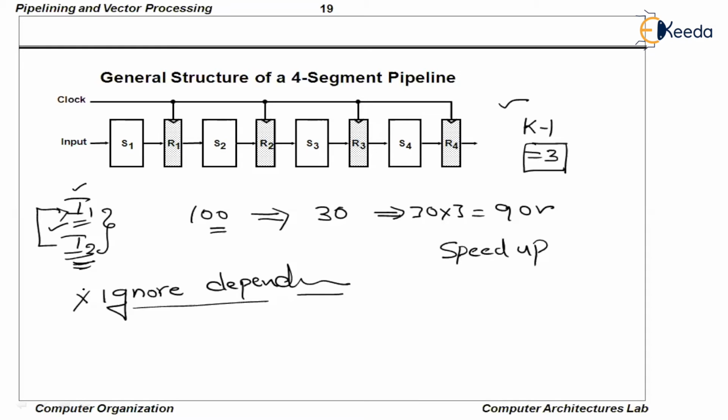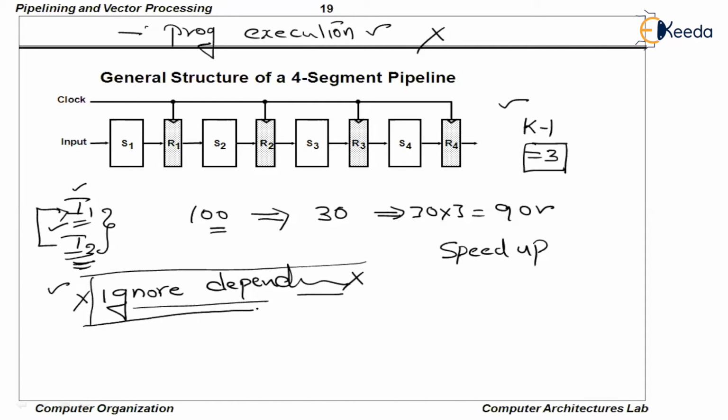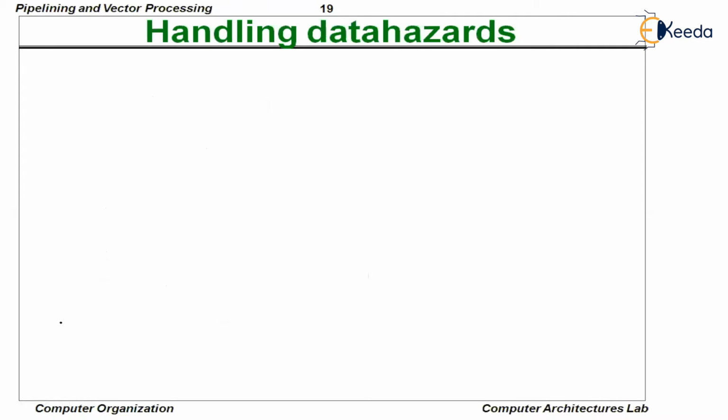Why are we using the computer system? It is for program execution, right? If you simply ignore the dependencies, the very purpose of the computer system, which is program execution, will be at stake. We are not going to fulfill the definition of the computer system. If you ignore the dependencies, program execution will be wrong. So we can't ignore the dependencies, and this method cannot be followed. So we are going to consider the other methods in which the stall cycles can be reduced. There are a few methods. Let me tell you.